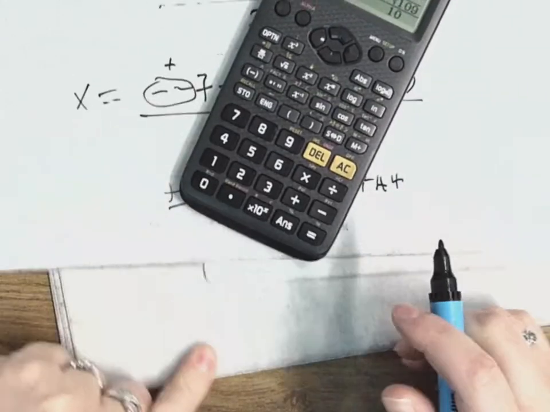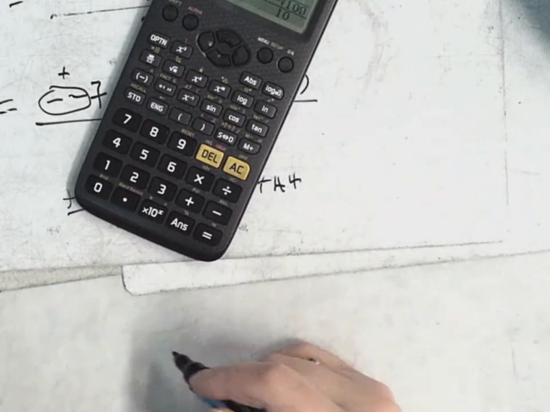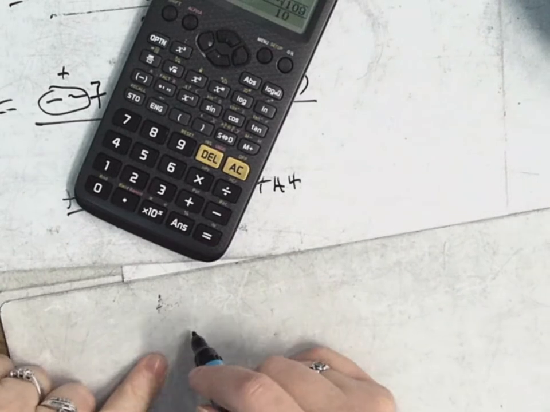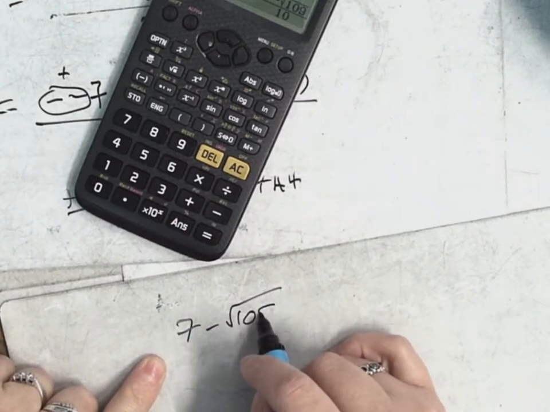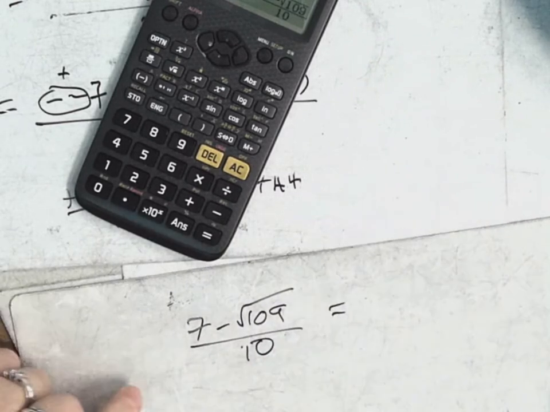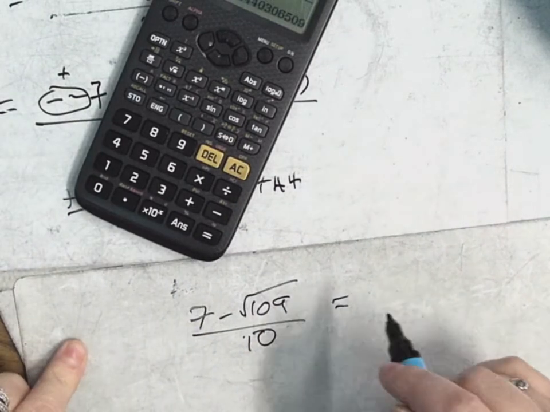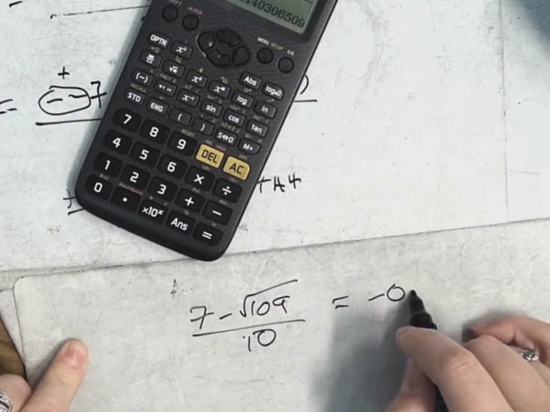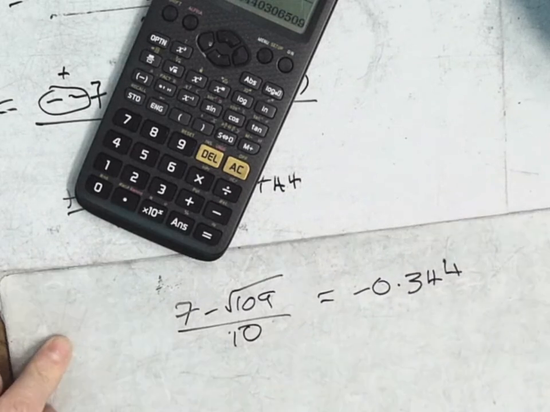And this is your answer in surd form. So my second answer in surd form is 7 minus root 109 over 10. But if they ask for it in decimal form, what'll I do? Press S to D. And my other answer is minus 0.344. That's correct to 3 places of decimals.